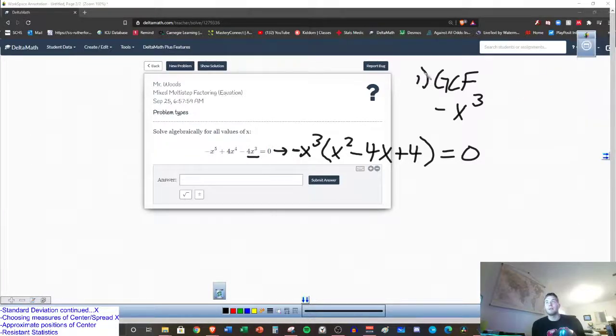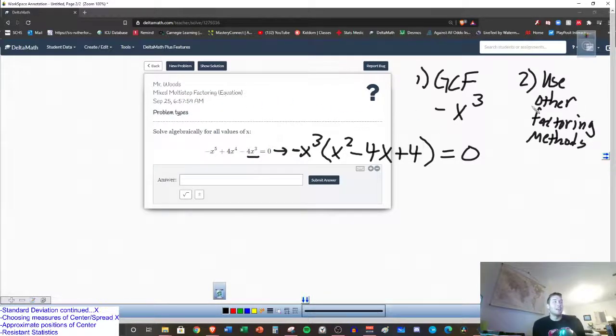So the next step is to use other factoring methods. This is called mixed multi-step factoring because you're going to have to use all the factoring tools in your toolkit. So is this factoring by grouping? Is it difference of squares? Is it factoring a quadratic?